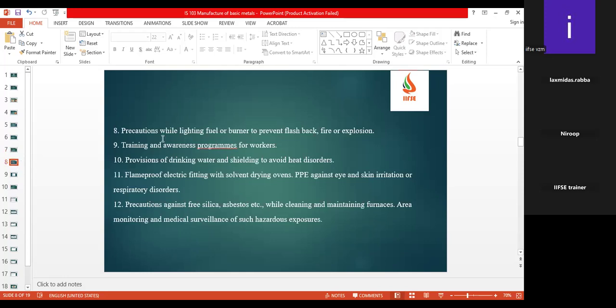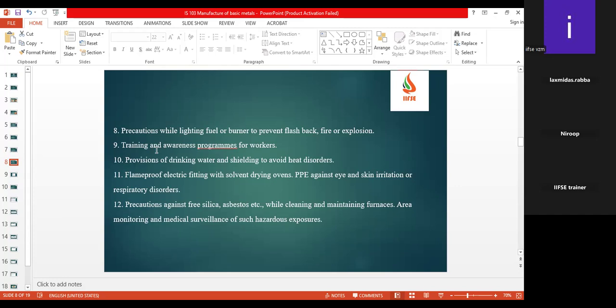And also precautions while lighting the fuel, the burner, to prevent flashback, fire and explosion. And training and awareness programs for the workers on handling this scrap and the molten metal, especially handling of ladles while pouring in the molds. Then provision of drinking water and also shielding to avoid heat disorders.